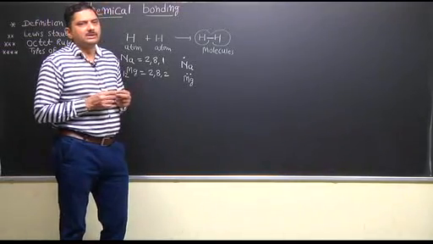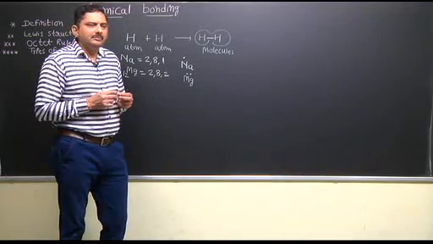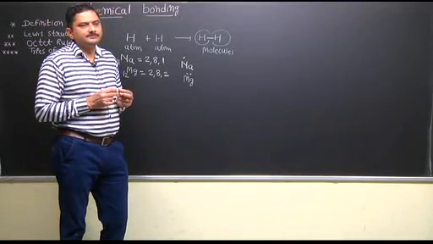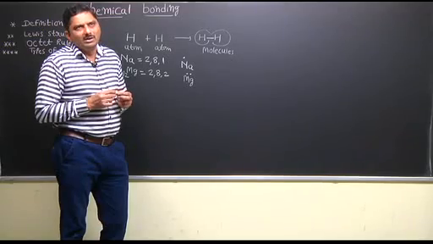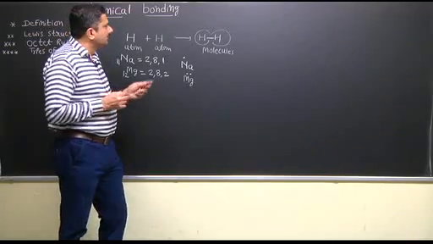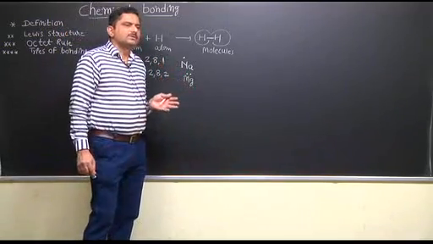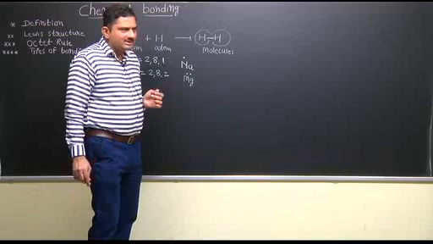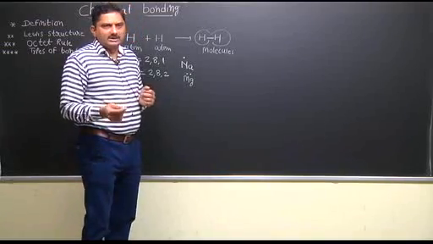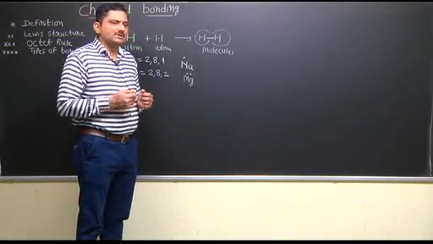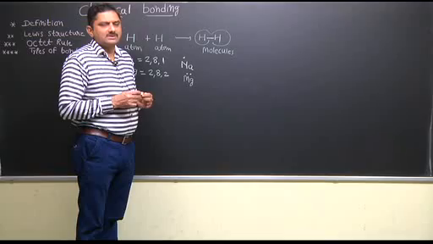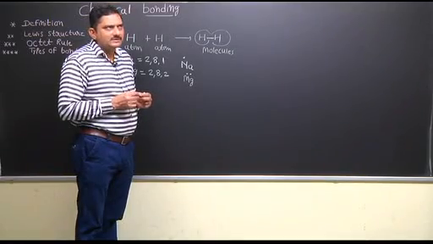Hydrogen, lithium and beryllium complete their duet. So each and every element wants to complete its octet by donating electrons, by gaining electrons, or by sharing of electrons. This is known as the octet rule.